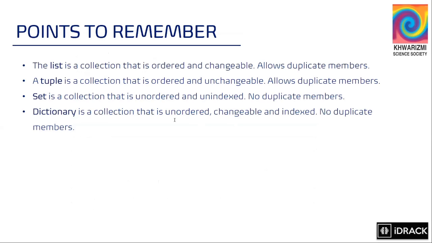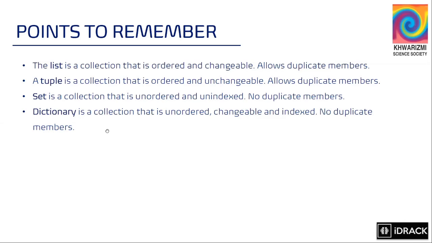So a list is ordered and changeable, and it can have duplicate members. A tuple is ordered and unchangeable, so you can't change it, but it still allows duplicate members. A set is unordered and unindexed. So there is no particular order to what you've put in the set. You've added elements in a different order, and when you print it, it's going to show you a different order. But it's important to remember that there can be no duplicate members within a set.